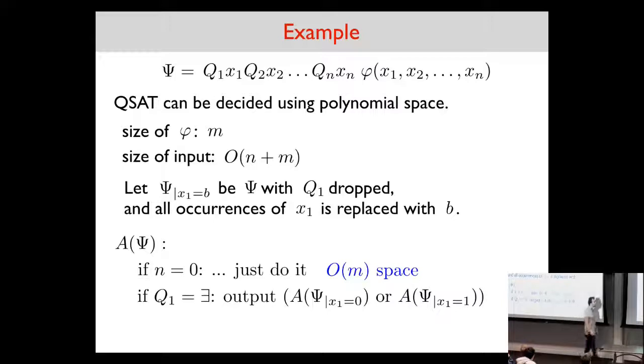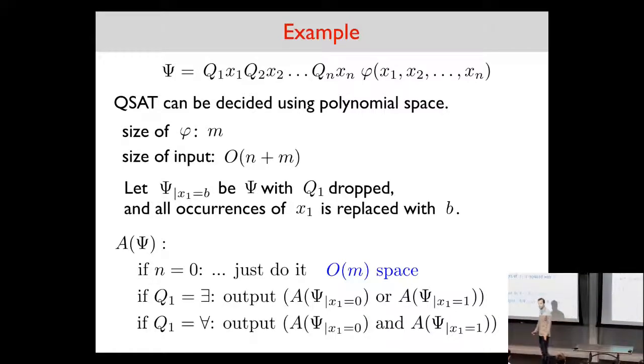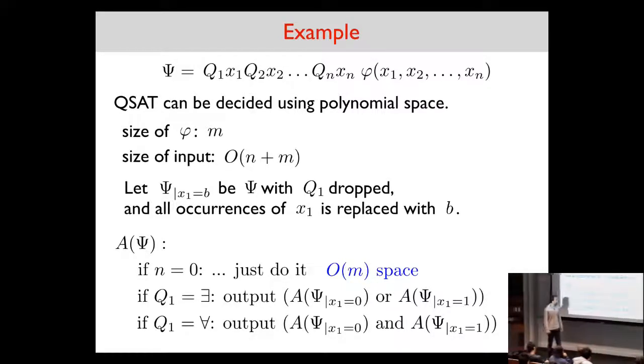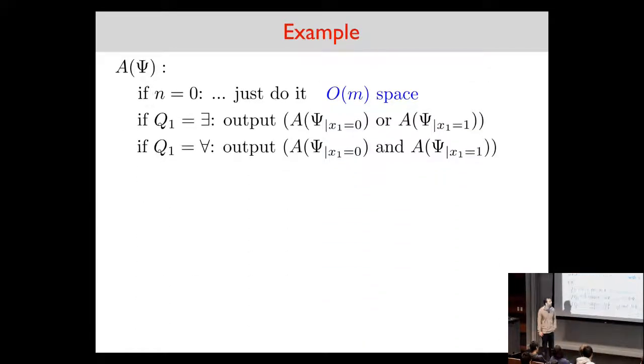And then if the quantifier is for all, what am I going to do? Same thing with and. Output A restricted to x1 equals 0 and A restricted to x1 equals 1. So it seems like I'm making 4 recursive calls, but not really. I'm computing this value and this value, 2 recursive calls, and then I'm either going to take the or of those or the and of those. Okay?